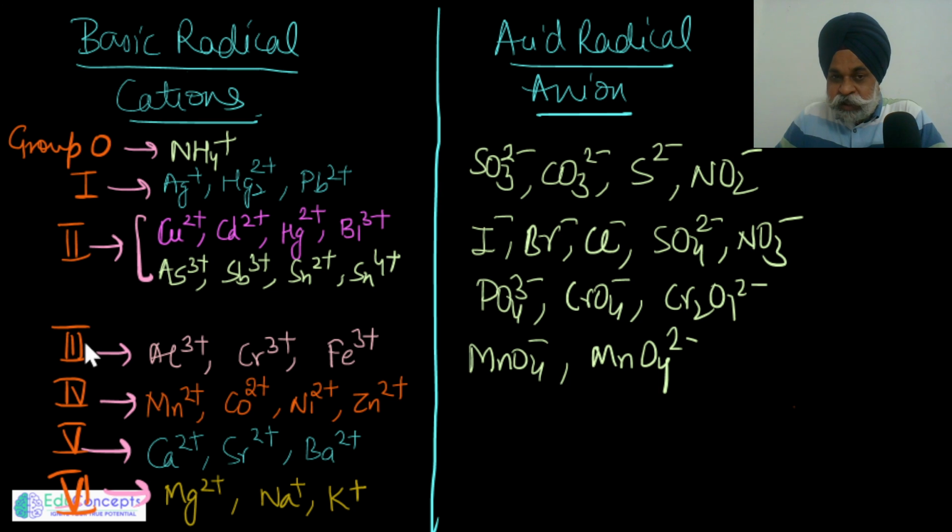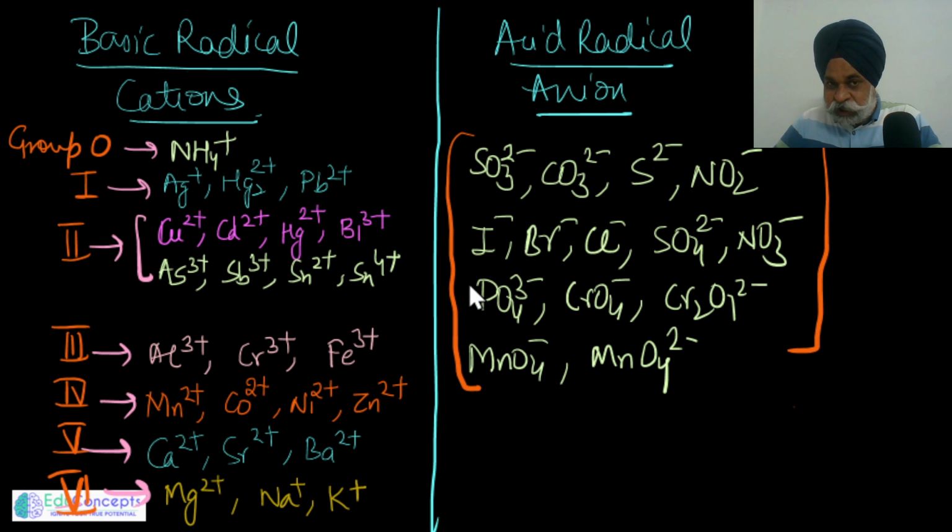Because basic radical segregation is very systematic, which primarily takes into consideration heterogeneous equilibria involving precipitation, selective precipitation. But as regards the anion radicals, it is not as systematic as the basic radical segregation, but acid radicals also can logically be separated on some chemical behavior, which I am going to let you know in a few minutes.